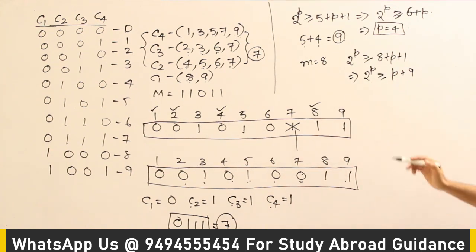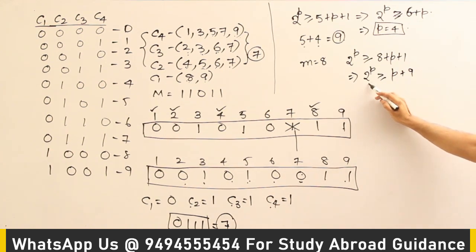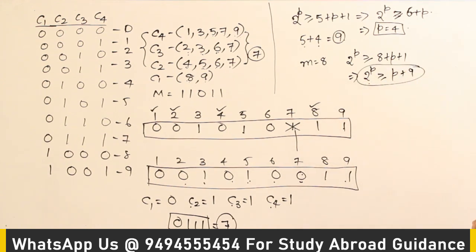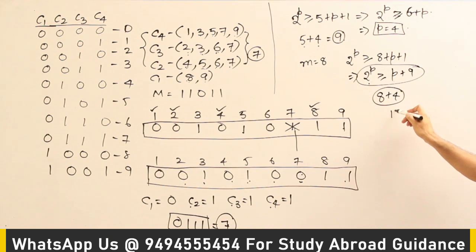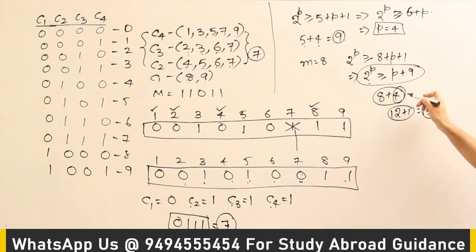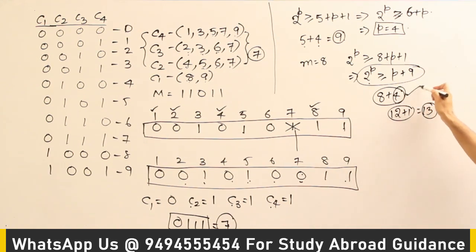Now substitute p equal to 4. Here I get 16, here I get 13. Therefore 4 bits are sufficient. Why? If we add 4 bits to 8 bits, the total combinations are going to be 12 plus 1. So 13 cases we have to handle, and we have 16 combinations. It is perfect. Got it?